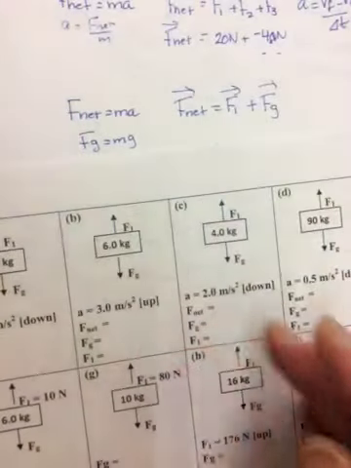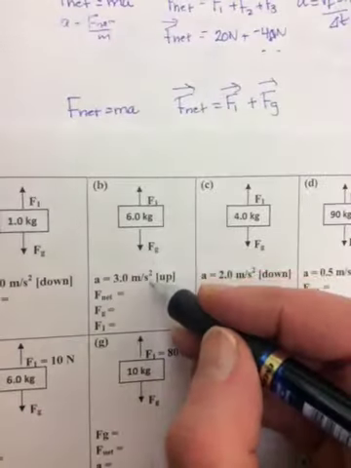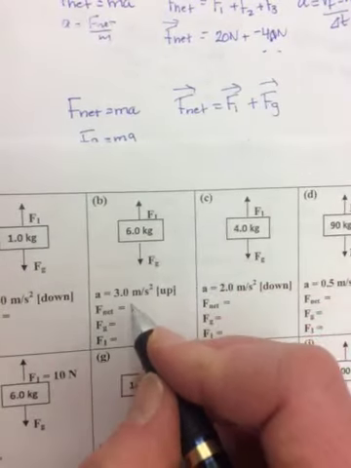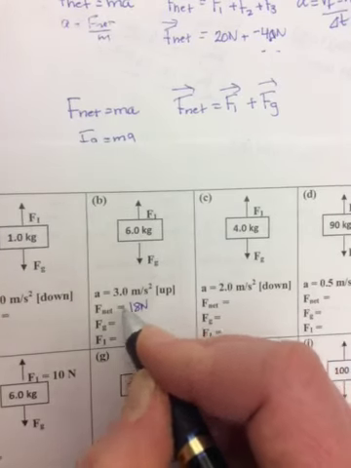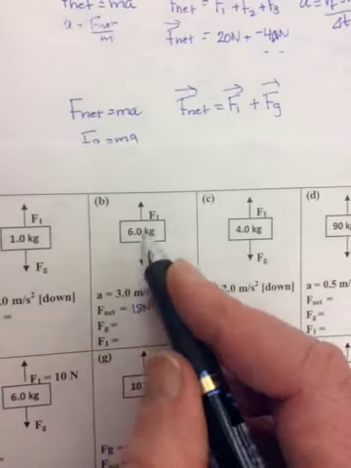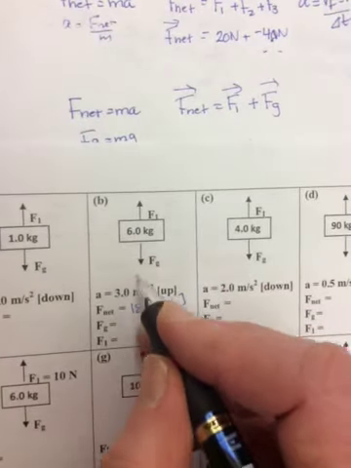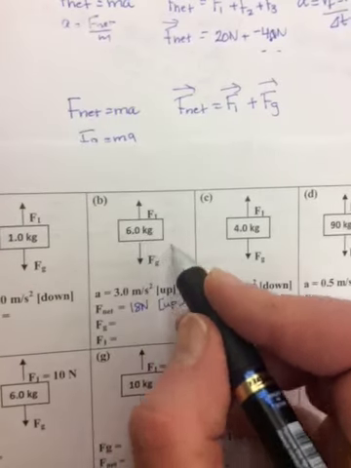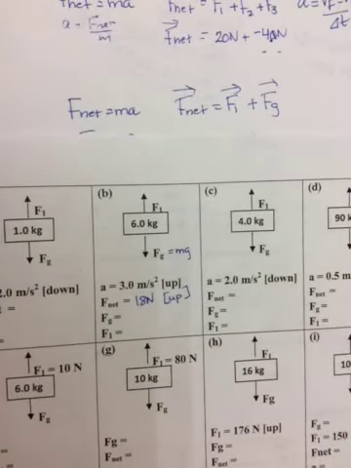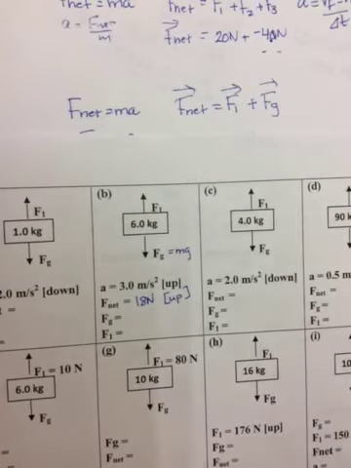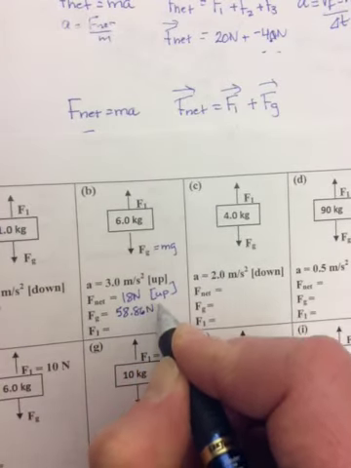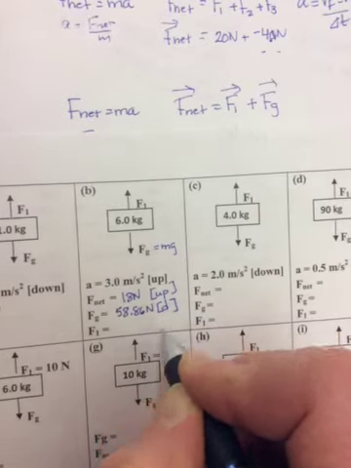So if we look at number 2, it tells us the mass, it tells us the acceleration. So we can find our Fnet. It's just going to be 6 times 3, which is 18 newtons. Fnet and A are always in the same direction, so it's going to be up. Once I have my Fnet, I can also find my Fg, because Fg is just equal to mg. So it's going to be 6 kilograms times 9.81. And when you do that, you should get 58.86 newtons, and gravity always, always, always acts down.